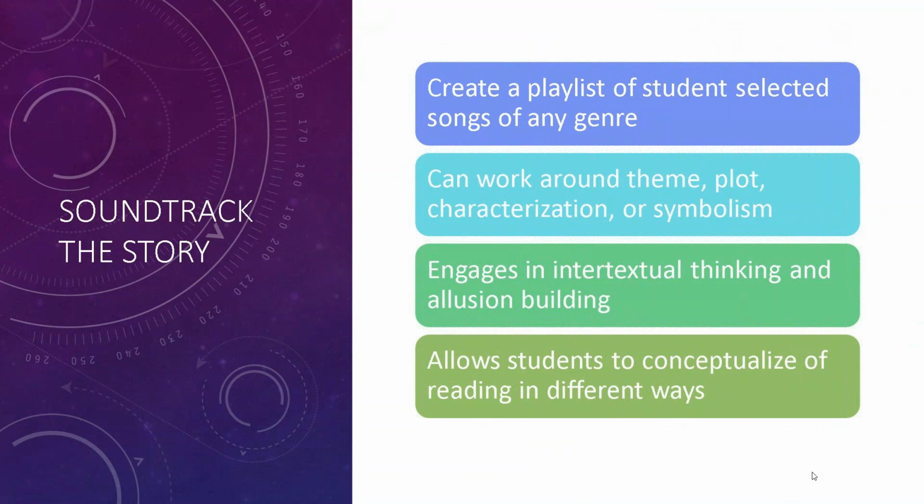This allows them to draw intertextual connections between stories and music, and it also allows them to increase their ability to create allusions within their own work. This also encourages students to conceptualize reading in different ways. Oftentimes, students forget that song lyrics are simply poetry. And by asking them to engage with both poetry and prose at the same time, you're drawing connections between different categories of reading.